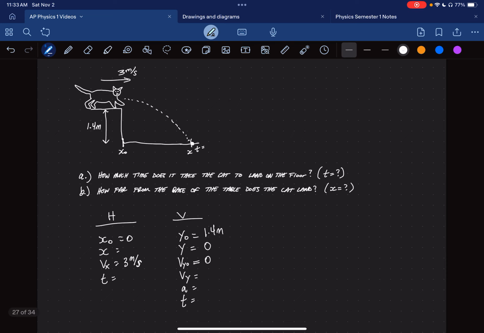Okay, we don't know Vy. We know acceleration. This is from the free fall lesson. The acceleration due to gravity is -10. Cool.